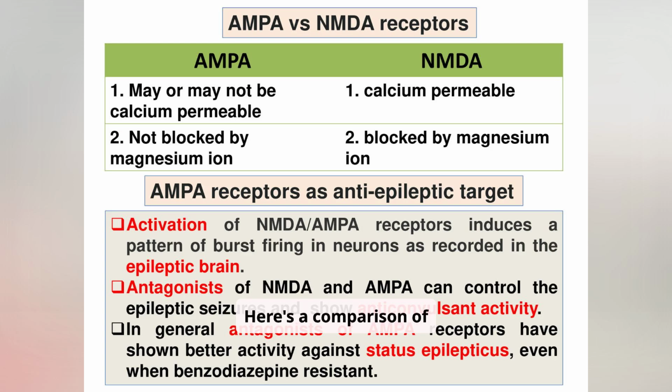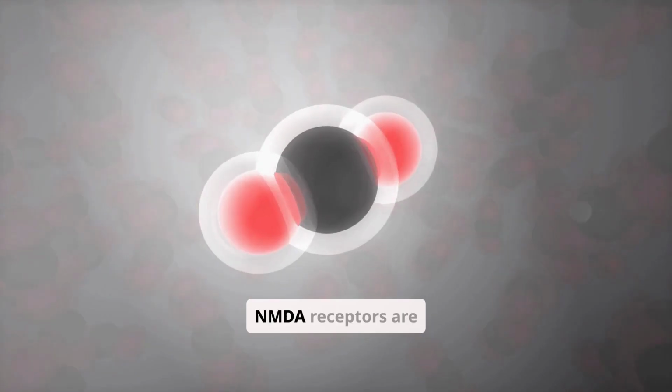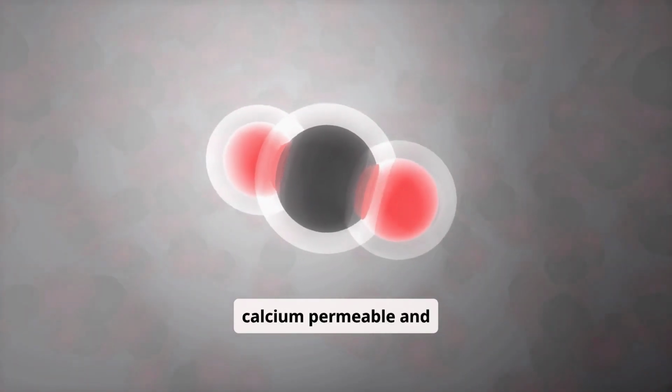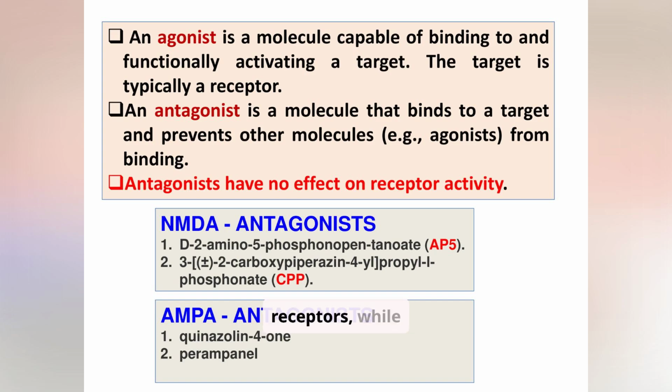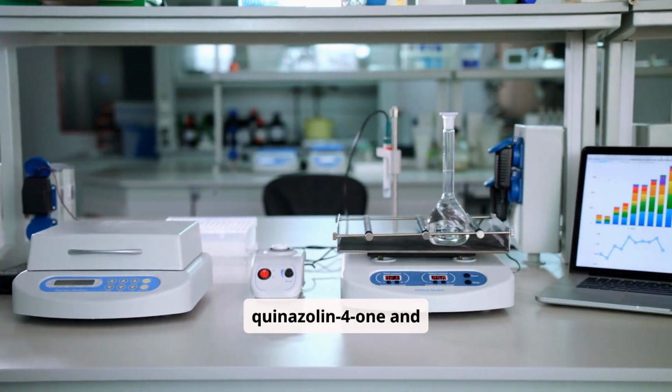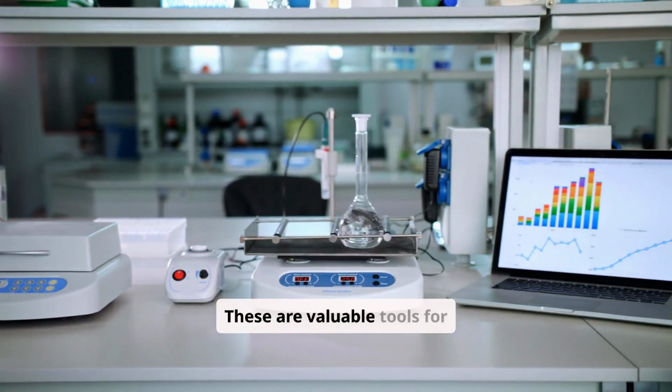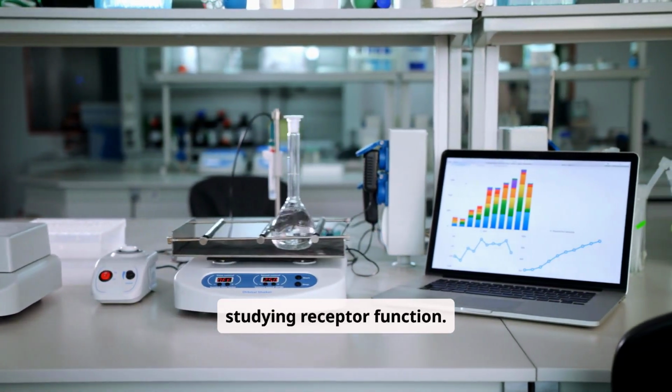Here's a comparison of AMPA and NMDA receptors. AMPA receptors may or may not be calcium permeable and are not blocked by magnesium ions, while NMDA receptors are calcium permeable and blocked by magnesium ions. Agonists activate receptors, while antagonists block them. This slide lists NMDA antagonists like AP5 and CPP, and AMPA antagonists like quinazoline-4 and perampanel. These are valuable tools for studying receptor function.